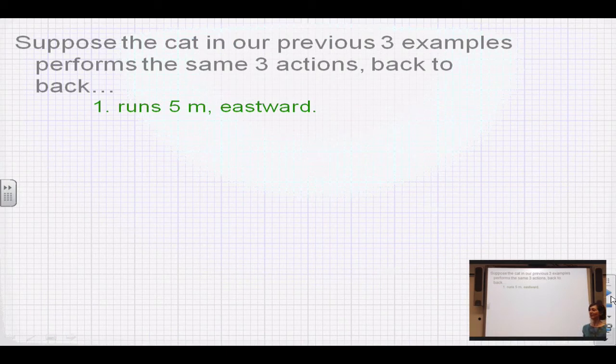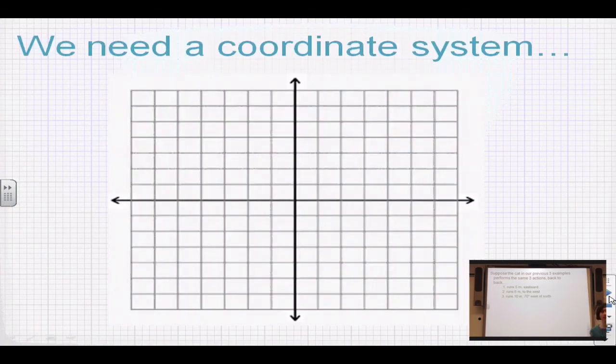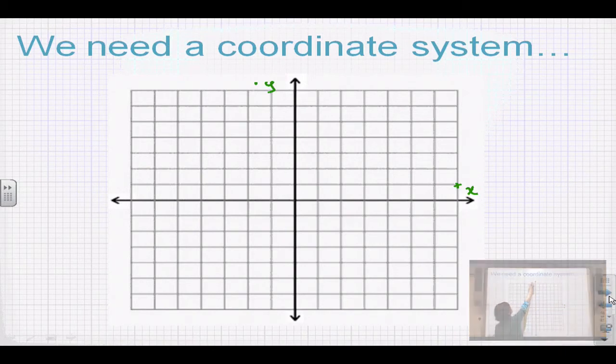So let's take the cat from the previous example. The cat is going to perform the same 3 actions that he did before. The cat runs 5 meters to the east, then 6 meters to the west, and finally 10 meters at 70 degrees west of north. How are we going to add those as if they were vectors? First thing we need is a coordinate system, and again we're going to use the standard Cartesian coordinate system that we've been using, with the positive x-axis here and the positive y-axis here.